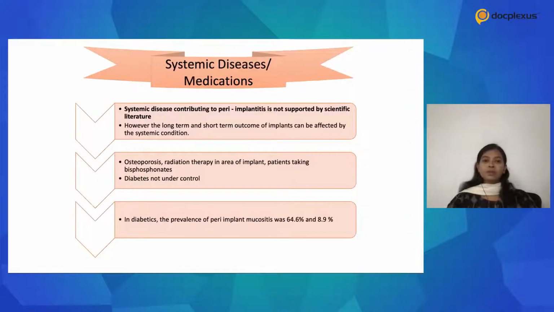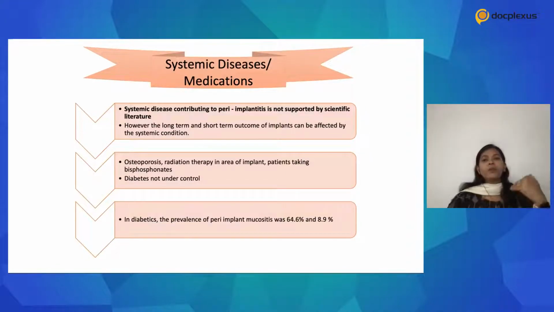So systemic diseases, there are a lot of systemic diseases that contribute to peri-implantitis, but the scientific literature is not very well evidenced because of ethical issues in placing implants in diabetic patients and in smokers, which have existed for a long time. So literature is comparatively lesser. However, it is increasing right now because of studies which have to be done even in a diabetic patient.